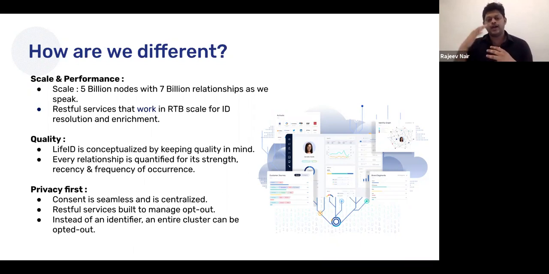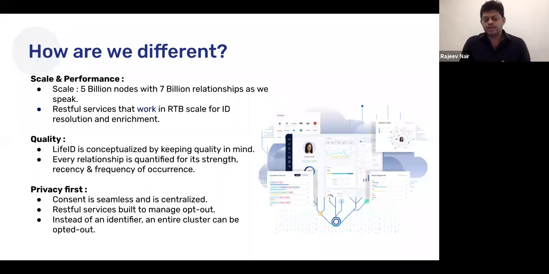And we always aspire for RTB scale so that these services can be used by third-party platforms, by other CDPs, CAPs, other apps, etc., to leverage some of the capabilities that we have solved here. While talking about scale, we have not compromised on quality. Most importantly, we have quantified the quality of relationships. So when we say that these IDs are grouped together to form an individual profile, we assign a score to that particular set of relationships, to that cluster.